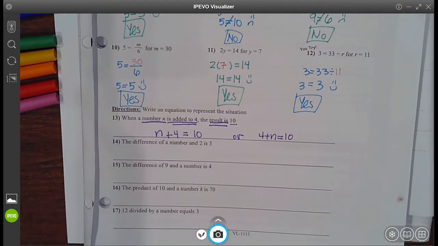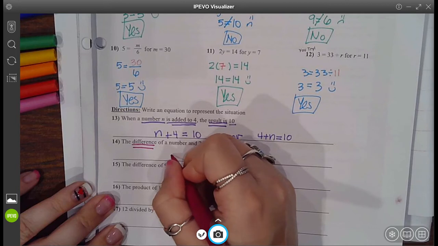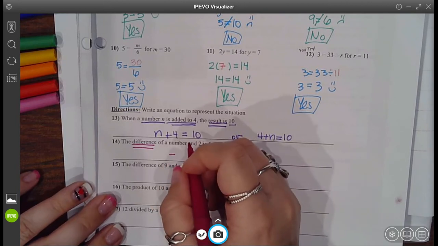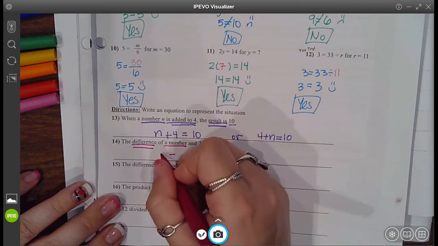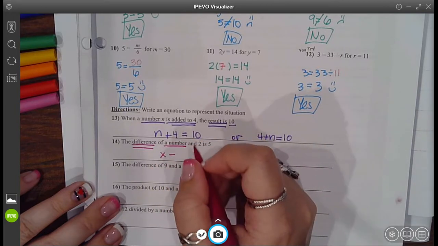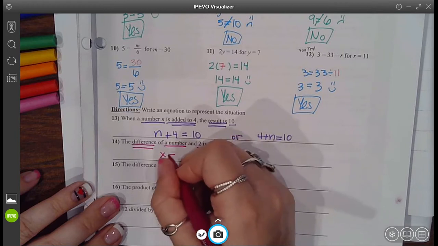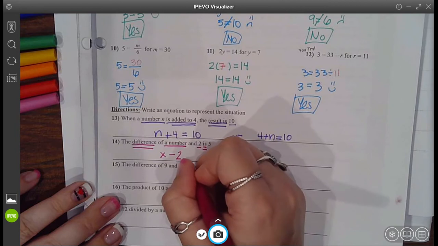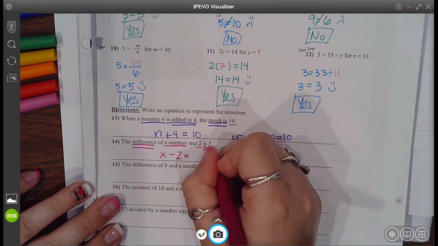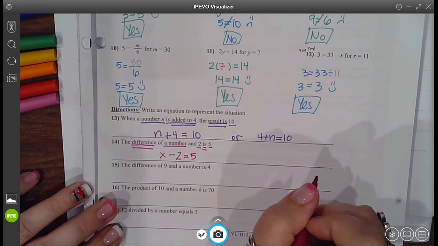Okay, the next one says the difference of a number. What does difference mean? Difference means subtract. Okay, and it's of a number. We don't know what that number is, so let's use an x, but you could have used any letter. And 2, so after the word and, this goes on the other side of my minus sign, is means equals 5. There you go. You just wrote the equation.